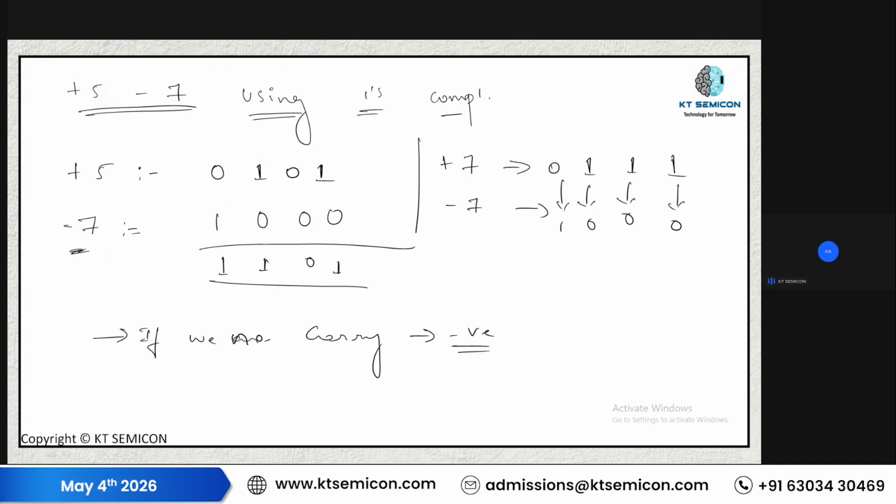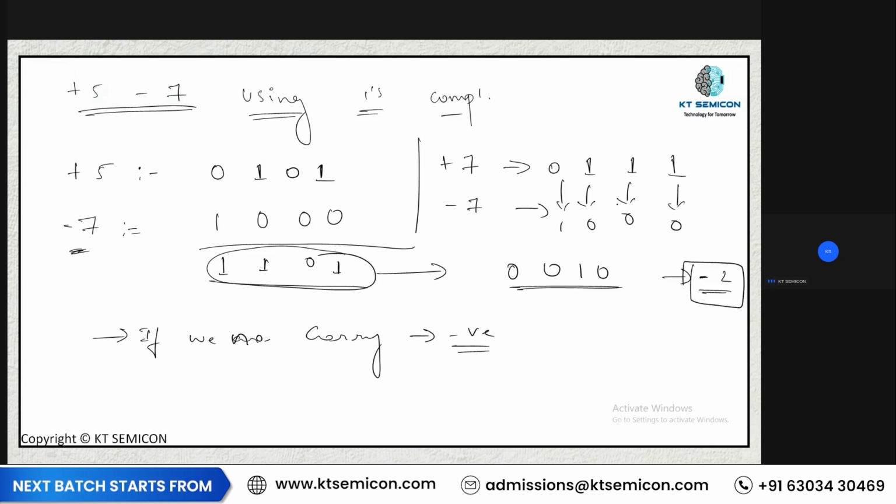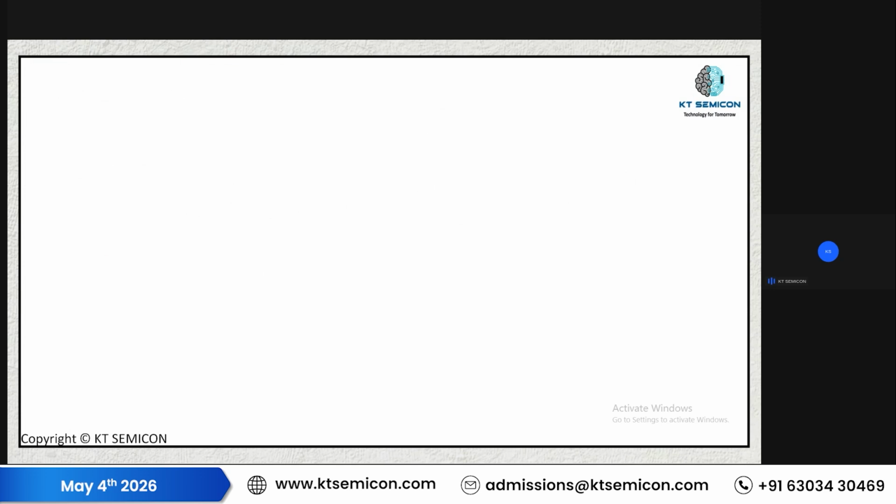Now, if the resultant is a negative number, what we should do is perform complement on this number again for knowing the actual value. What is the complement on this number? That is nothing but 0010, and it is nothing but minus 2. Since it is a negative number, that's why we are keeping minus. So that is what we have written over here.